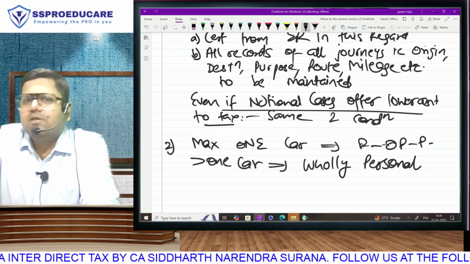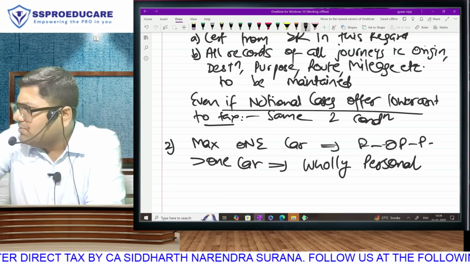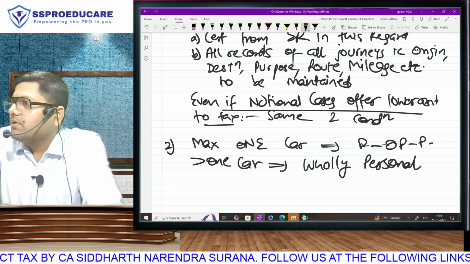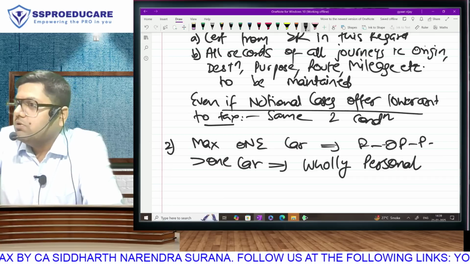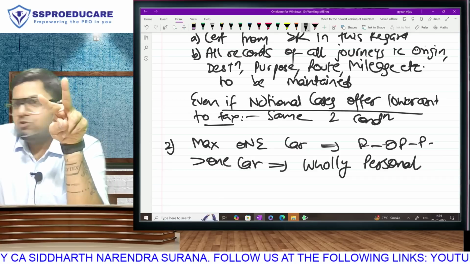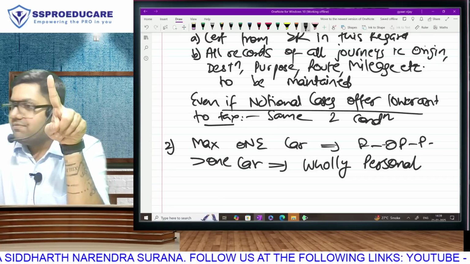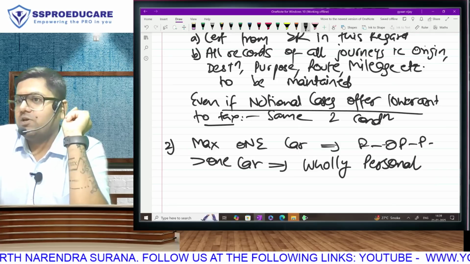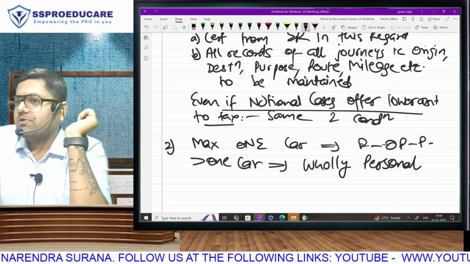Nice, sir. This concept is classically similar to the concept of self-occupied property. There you can put maximum 2. Here you can put maximum 1. So if your boss has given you 2 cars, do one thing. Take car 1 under POPP, so car 2 you have to assume only personal and pay tax on everything. Find out the total perquisite.